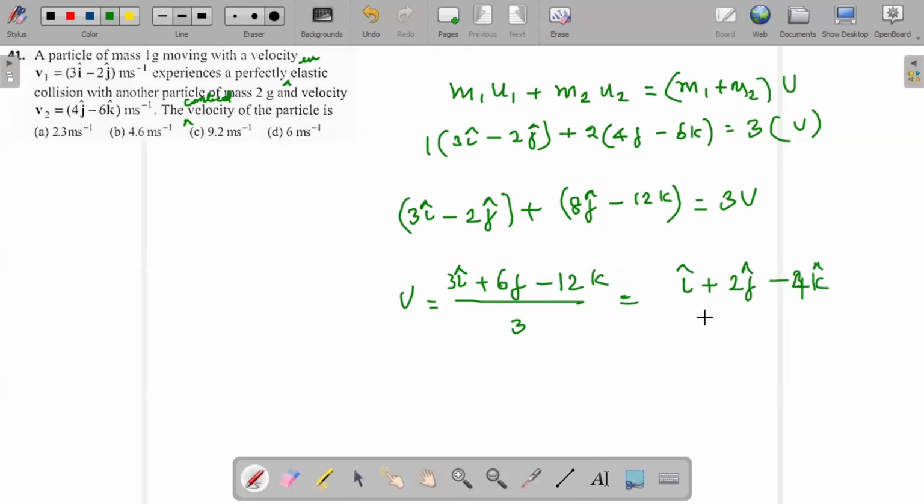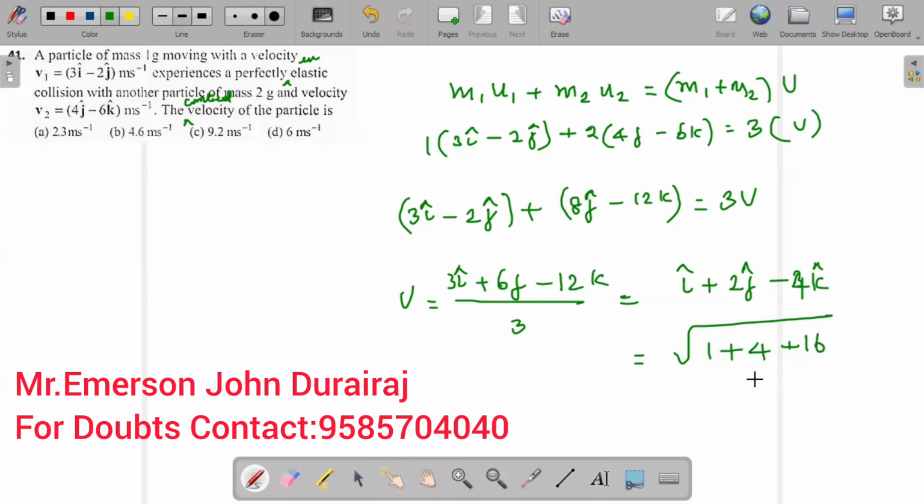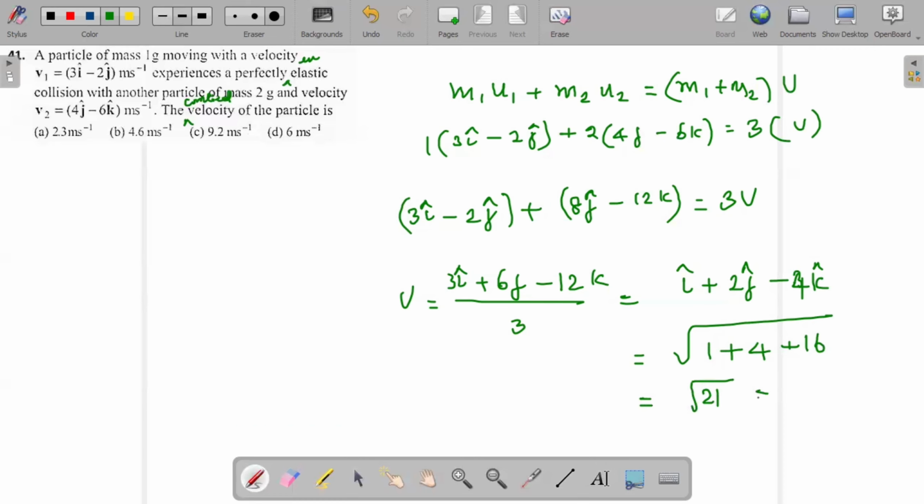This is the velocity vector, but we want to find the magnitude of the velocity. The vector is not given, so it's a vector formula. So root of 1 squared plus 2 squared plus minus 4 whole squared, which is plus 16. So the answer is root 21, approximately 4.6 meter per second.